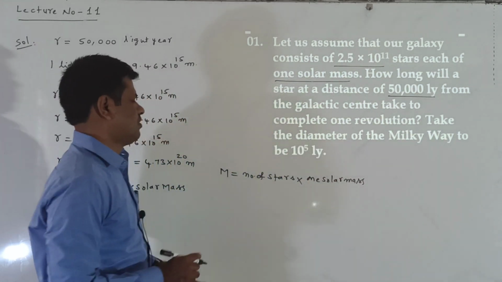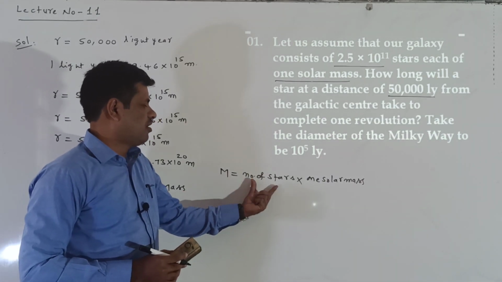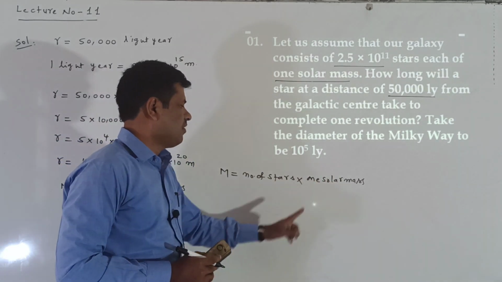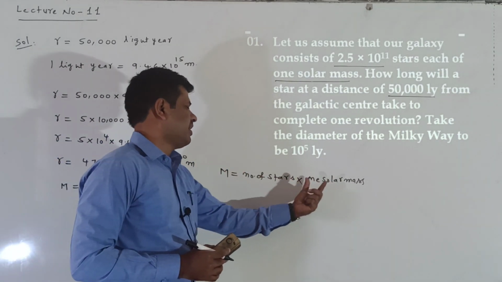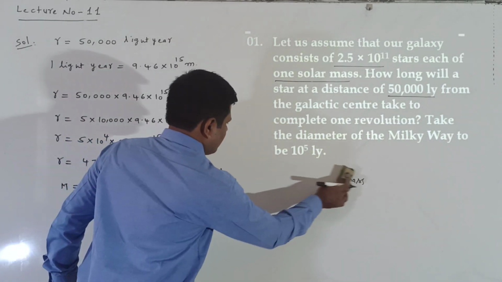Number of stars into 1 solar mass. Here the total mass is equal to the number of stars into solar mass. That means each star has how many solar masses? 1 solar mass. So the number of stars multiplied by 1 solar mass gives the total mass of the galaxy.